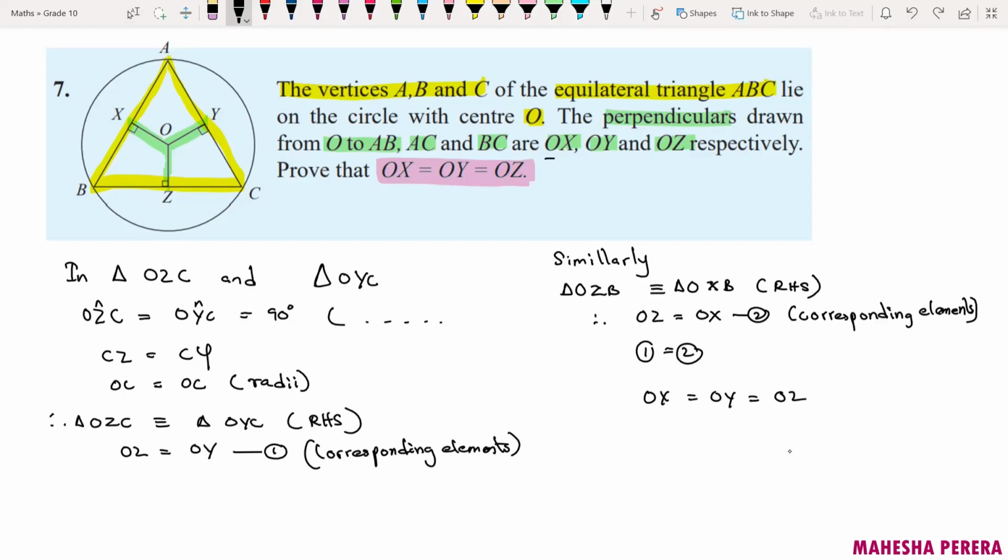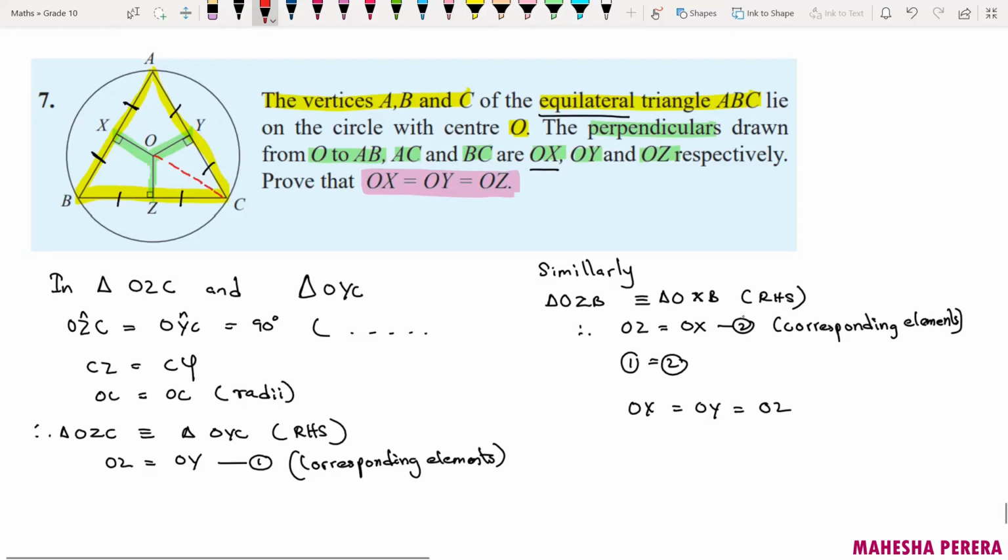Now, when you consider the perpendicular OX, right? Because of OX, this length and this length should be equal based on our converse theorem. So similarly, because of OY, this side and this side should be equal. And also these two lengths are equal. Right, now all these lengths are also equal. So here I'm going to do a construction, right? So let's draw a line like this.